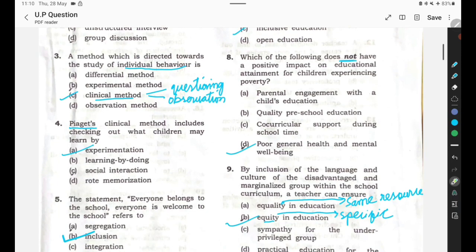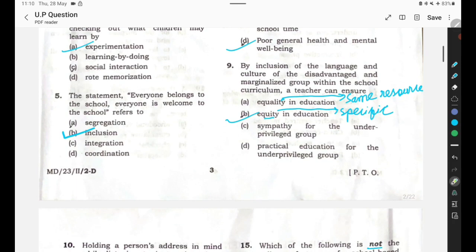Question number 8. Which of the following does not have a positive impact on educational attainment for children experiencing poverty? Which is not a positive impact. All of these are positive impact, but only option D is not a positive impact. Question number 9. By inclusion of the language and culture of disadvantaged and marginalized groups within the school curriculum, a teacher can ensure equity in education.